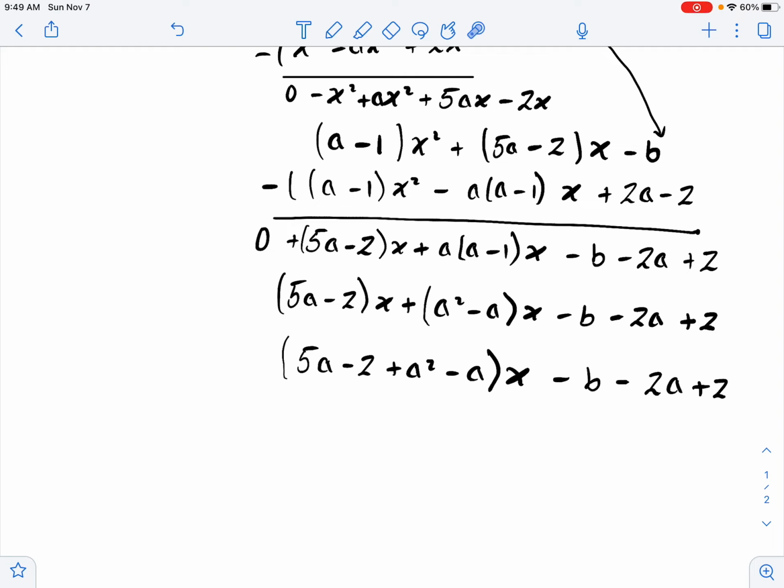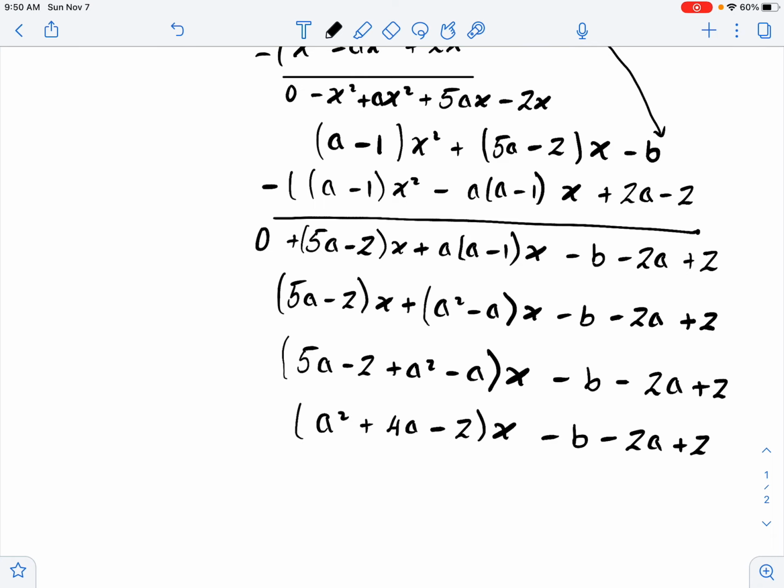I just noticed that I have an a term here and an a term here, so I have 5a minus a, those can be combined, those are like terms. And so I have a squared, 5a minus a is 4a, minus 2 on x, then I have minus b minus 2a plus 2, and that's it.